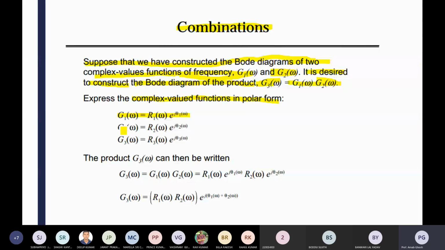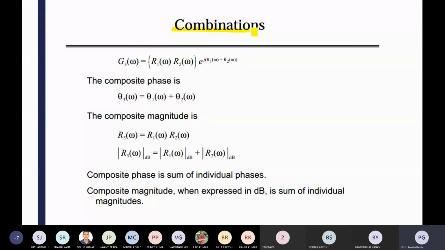Okay, so that is G2(ω) = R2(ω) e^{jθ2(ω)}, and G3(ω) is H(ω) e^{jθ3(ω)}. So the product can be written as G3(ω) = G1(ω) into G2(ω), so R1(ω) into R2(ω). So you are adding the phases. Okay, so finally you have to find out the combined gain, the gain plot and phase plot.